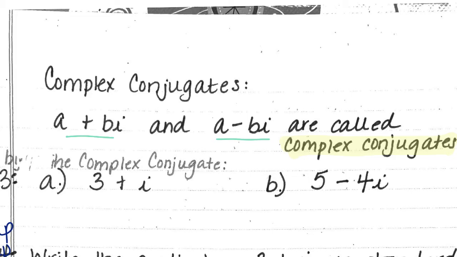So what is the complex conjugate for 3 plus i? 3 minus i. Notice we're just changing that middle term. What is the complex conjugate for 5 minus 4i? 5 plus 4i.